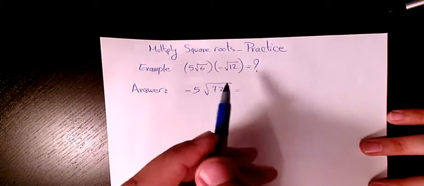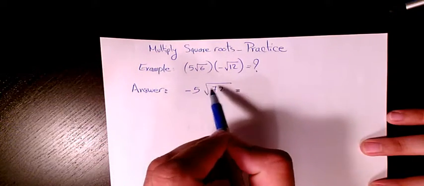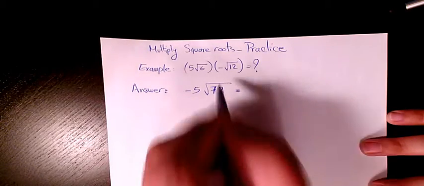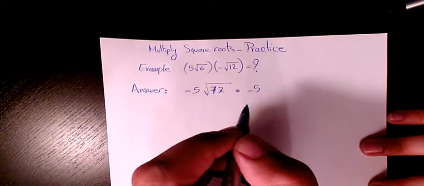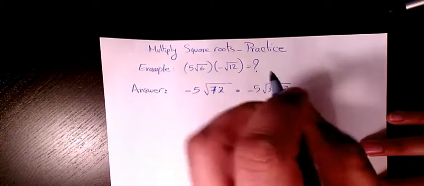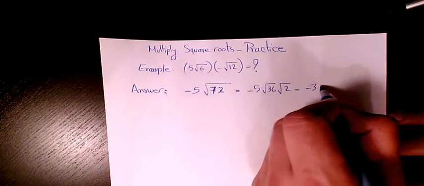Now again, you probably saw it in different examples and different videos I have. We're looking for a factor that is a perfect square for 72. So we have 36, which is a factor of 72, and it's a perfect square. So it's going to be 36 times 2. Square root of 36 is 6. So negative 5 times 6 is negative 30 root 2.